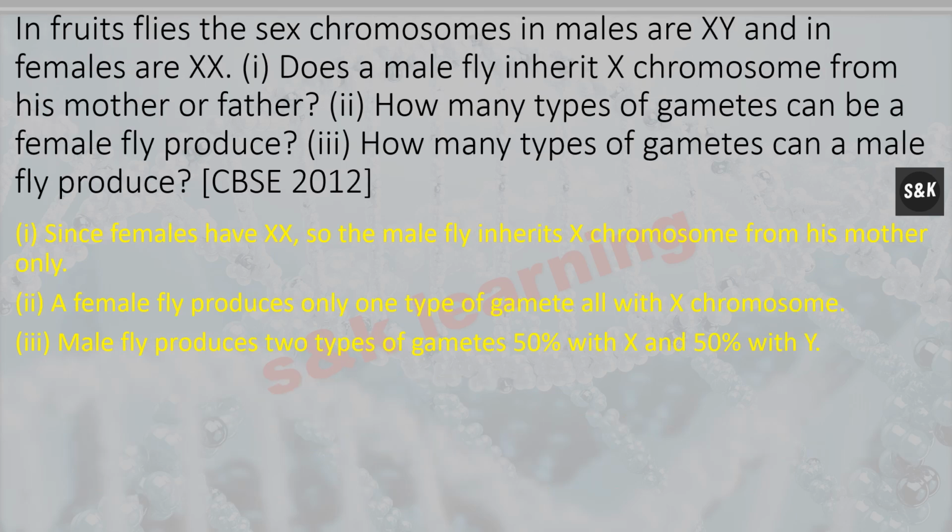In fruit fly, the sex chromosomes in male are XY and in female are XX. Does a male fly inherit X chromosome from his mother or father? How many types of gametes can a male fly produce? Since female have XX, the male fly inherits the X chromosome from his mother. A female fly produces only one type of gamete, that is X, and a male fly produces two types of gametes, that is X and Y.